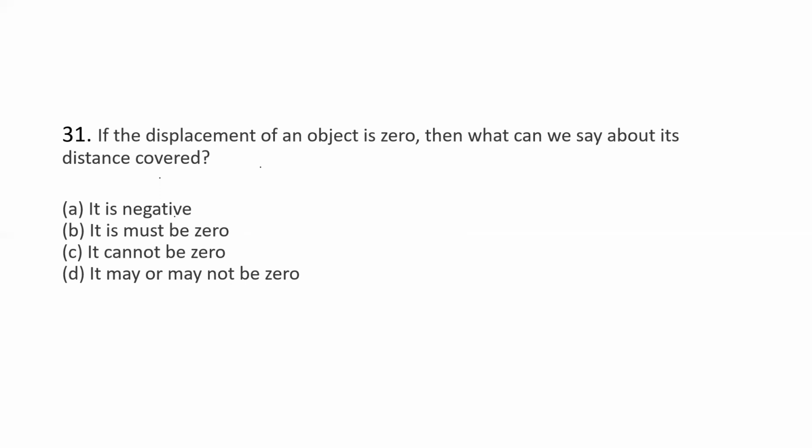when the displacement of an object is zero, its distance covered, whether it is negative, it must be zero, it cannot be zero, or it may or may not be zero. As we know the relation between distance and displacement, if displacement is zero, you can take the example of bodies moving in a circular path. Here the displacement becomes zero, but the distance is not zero. So here we can say that it may or may not be zero. That is option D, the correct option.